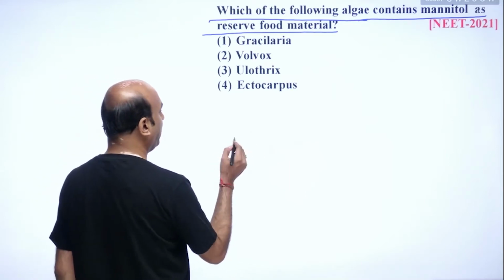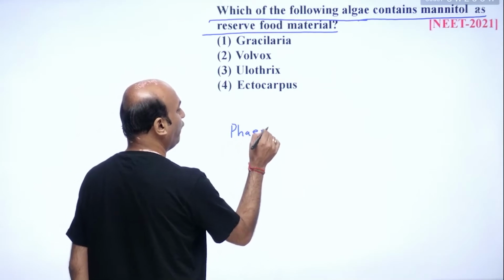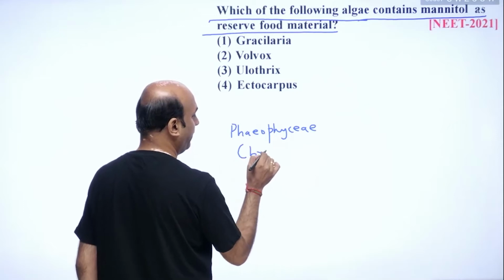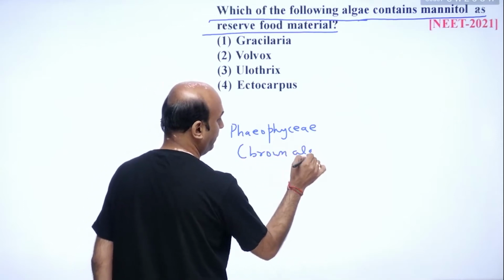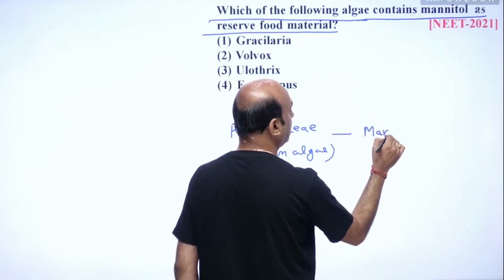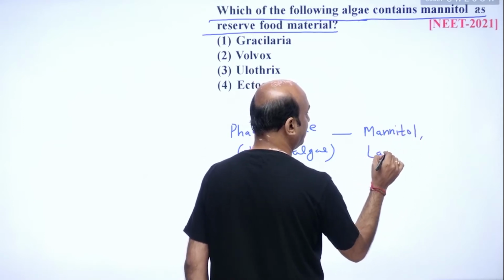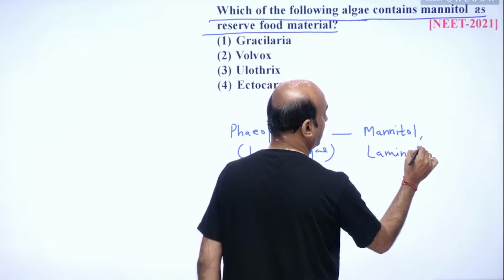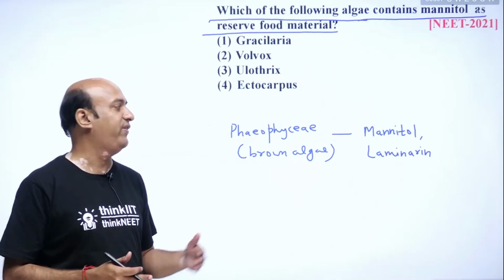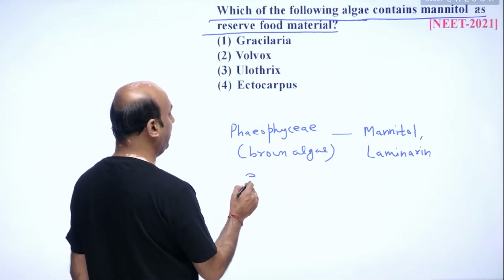We know that student, it is brown algae, which is called Phaeophyceae. Phaeophyceae is the brown algae which store the food as mannitol and laminarin. So student, in Phaeophyceae, that means in brown algae, the food is stored in the form of mannitol and laminarin. And we know an example of the brown algae.